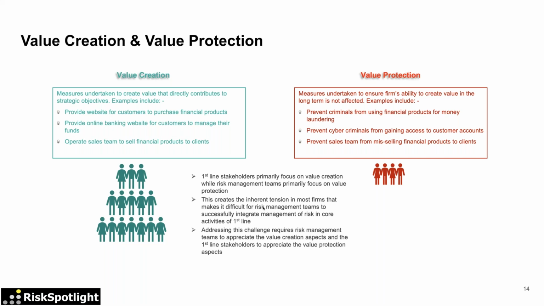So the second line teams need to be a little bit more conscious of value creation, and the first line teams need to be a little bit more conscious about value protection. And then we need to work as a team rather than trying to work separately. And this language of value creation, value protection allows the two teams to come together, that at the end of the day, we're here for creating value, we're here for achieving those objectives. And as part of that, we need to do the value protection aspect also.